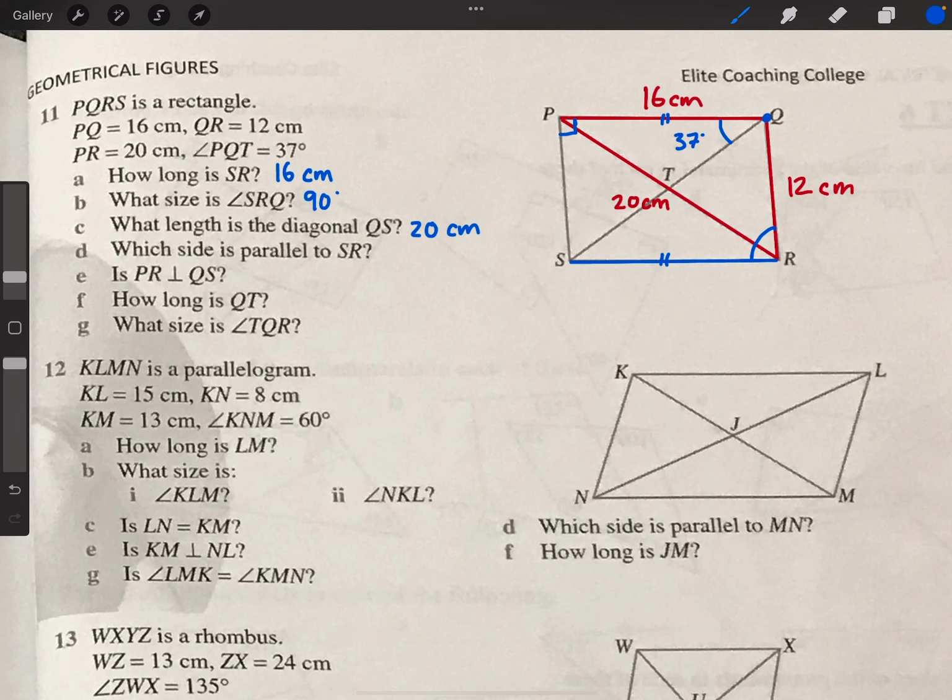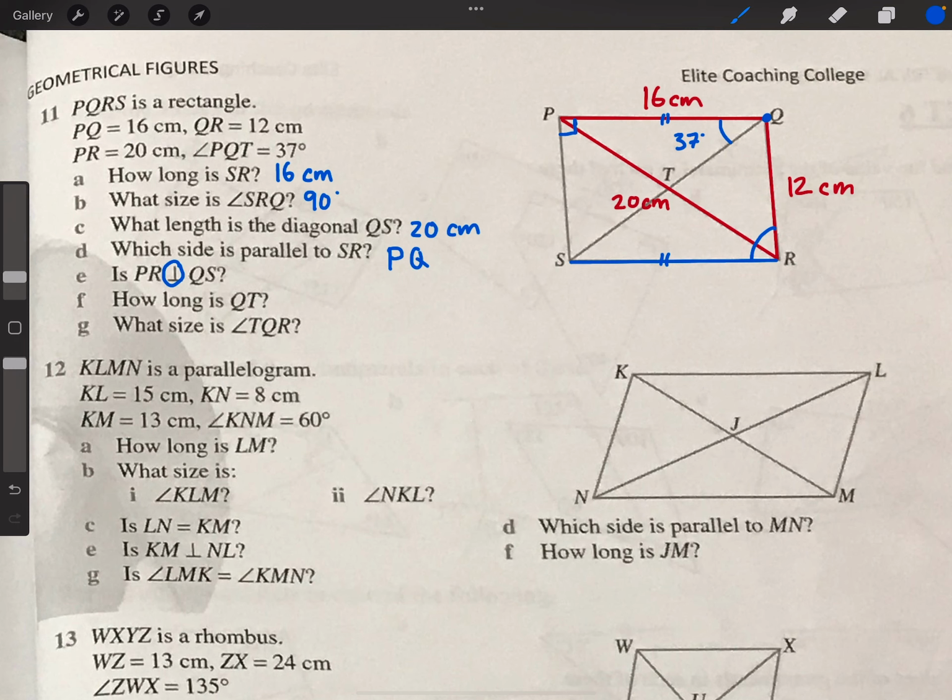Which side is parallel to SR? SR is this one here. Okay, which one's parallel to that one? It must be PQ. So PQ.